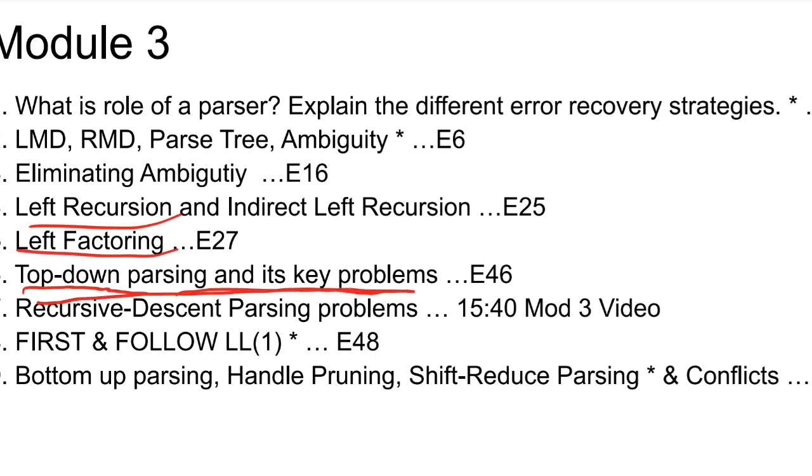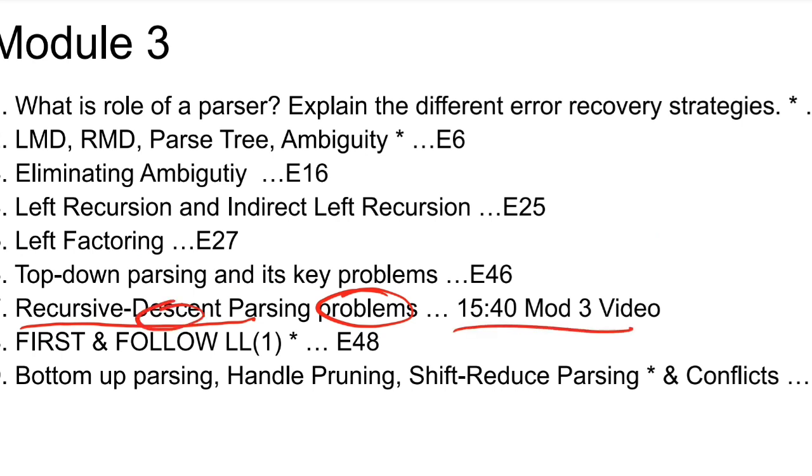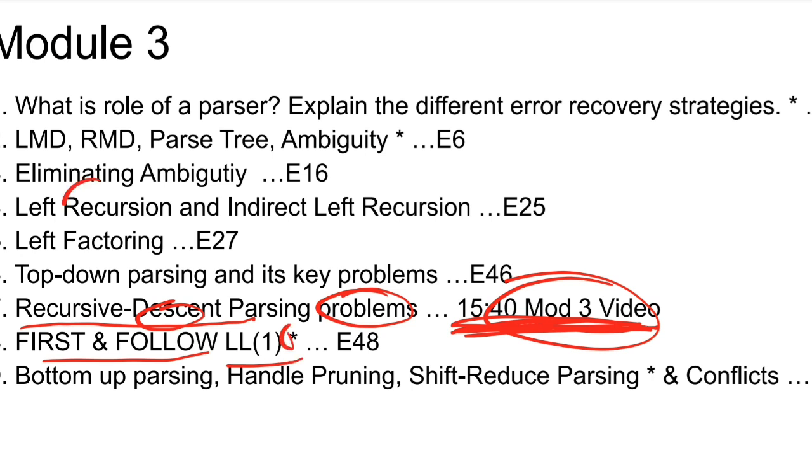Top down parsing. What is top down parsing? From top to down we are parsing, that is called top down parsing. Recursive descent parsing problems. Here we have questions where we have to write the algorithm for recursive descent parsing, and that is explained in my module 3 video. In the notes it's not properly mentioned, so you have to refer to that only. First and follow, LL of 1. LL of 1 is very important. All of these steps are to be performed to get the LL of 1 table.